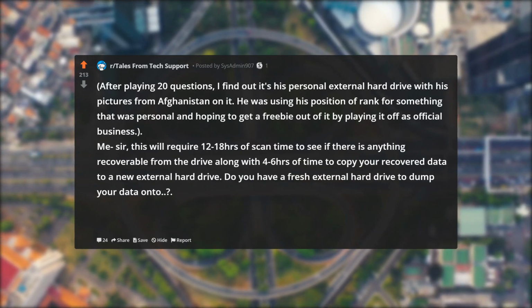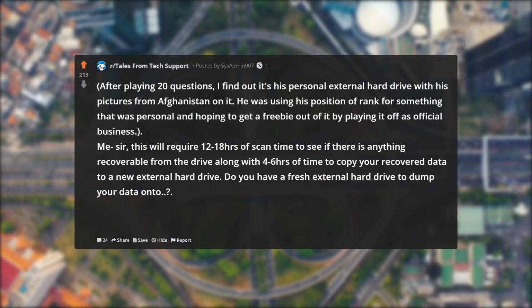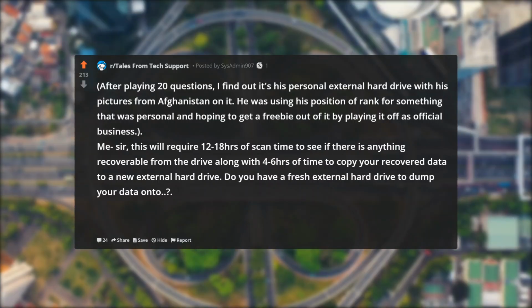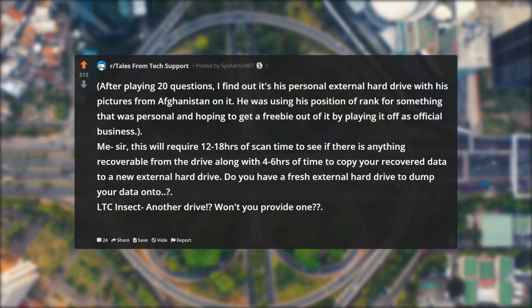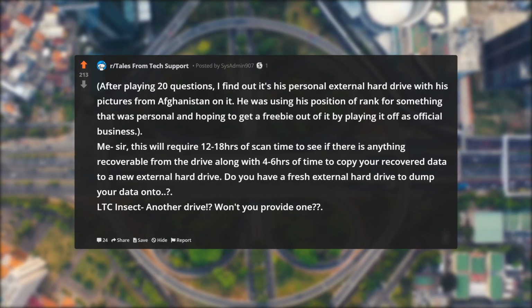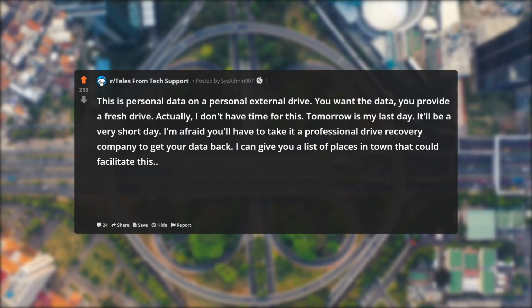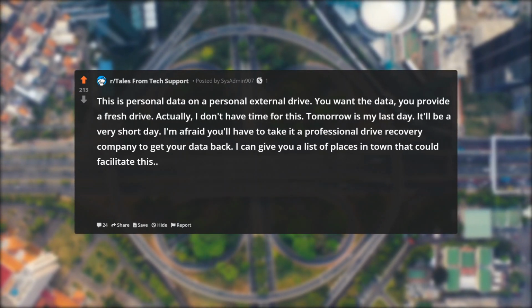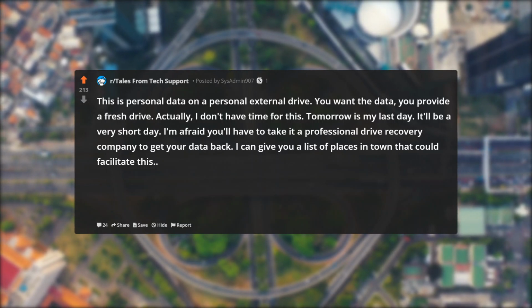Me: Sir, this will require 12 to 18 hours of scan time to see if there is anything recoverable from the drive, along with 4 to 6 hours of time to copy your recovered data to a new external hard drive. Do you have a fresh external hard drive to dump your data onto? LTC Insect: Another drive. Won't you provide one? Me: No. This is personal data on a personal external drive. You want the data, you provide a fresh drive.